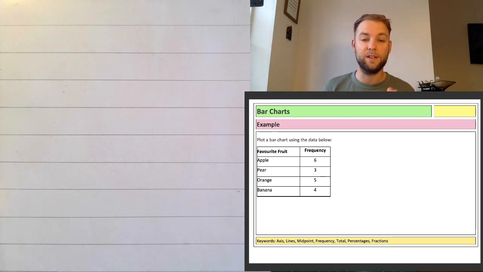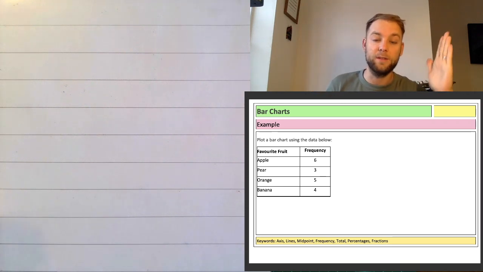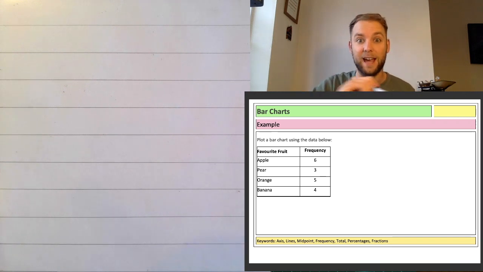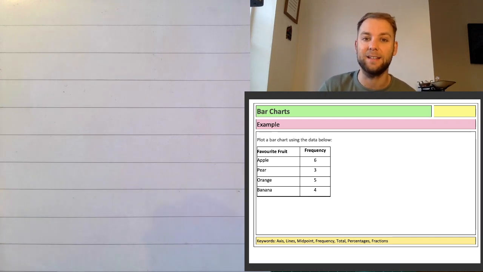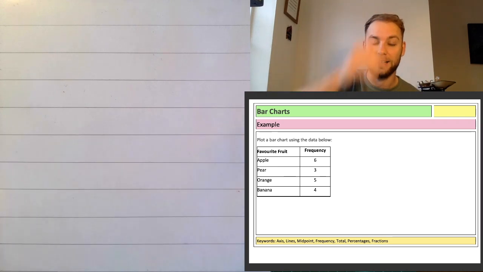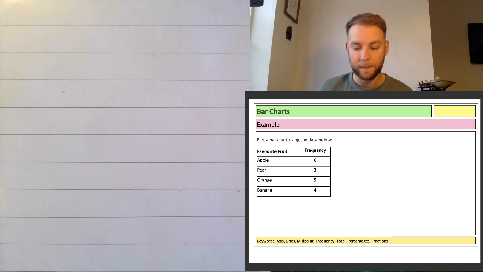You're also going to need to have good axes, so you need your frequency going up, and you also need your favourite fruits, in this case, going along the bottom, and you're also going to need a title as well. One of the key things they're looking for is making sure that things are uniform. So making sure the axis on the right hand side is the same and making sure that your bars are the same going across.